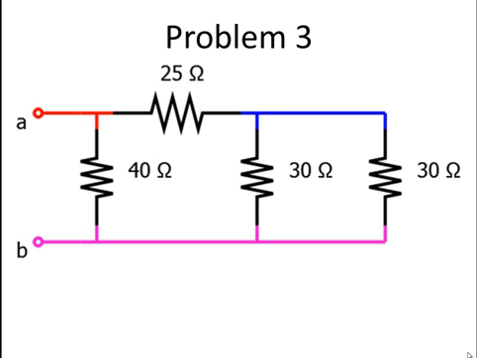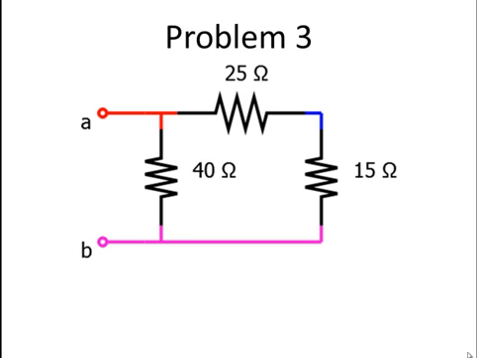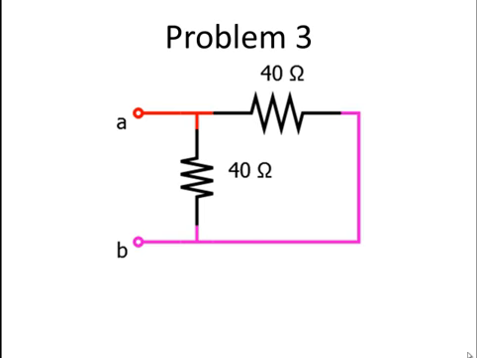After you make that combination, we'll check for parallel, and we have 30 in parallel with 30 is equal to 15. After we make a parallel combination, we check for series again, and that gives us 25 plus 15 is equal to 40. And then our final combination is 40 in parallel with 40 is equal to 20.